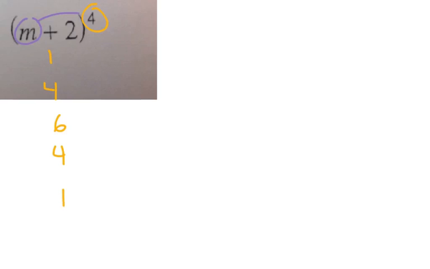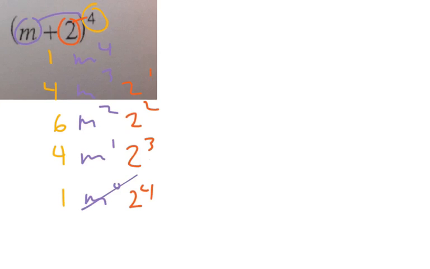Well, the M, of course, will have a 4 power on it. So it's going to go M4, M3, M2, M1, M0, which of course is just 1. It also will have a 2 go to the 4 power, right? And that one goes backwards or in reverse. 2 to the 4, 2 to the 3, 2 to the 2, 2 to the 1, and of course 2 to the 0, which means simply 1 again.